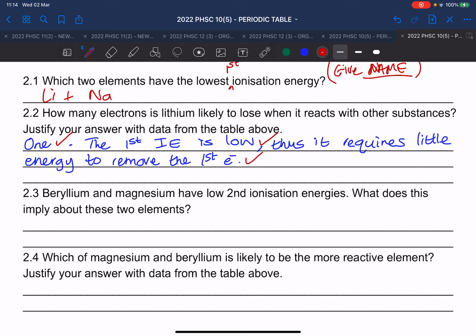If it counts 4 marks, then you add the next one. You say the second ionization energy is high, thus it will not remove or lose a second electron.